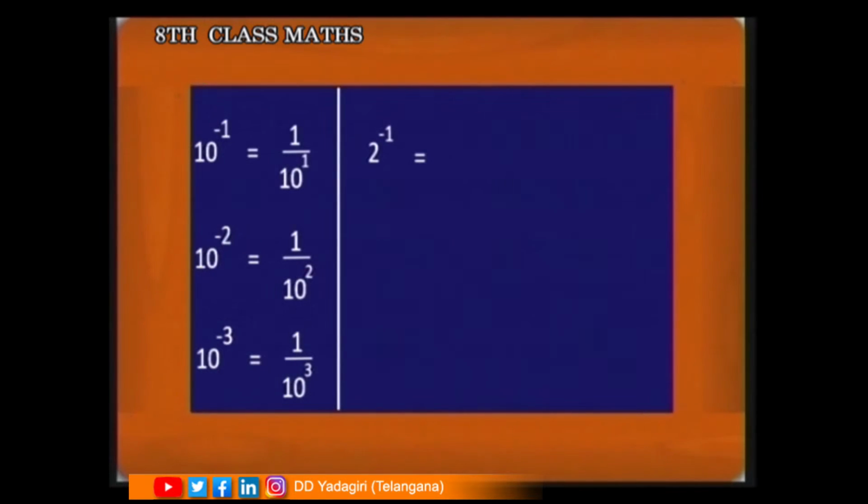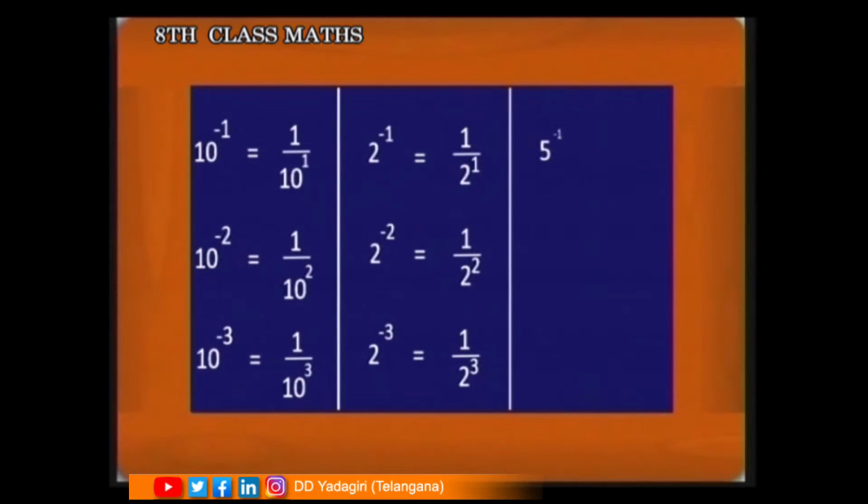Now, you see 2 to the power of minus 1 means 1 by 2, 2 to the power of minus 2 means 1 by 2 square, 2 to the power of minus 3, can you guess what is the answer? 1 by 2 to the power of 3. Now, you observe, if you take 5 to the power of minus 1, what can be the answer? 1 by 5. If it is 5 to the power of minus 2, it is 1 by 5 square. If you take 5 to the power of minus 3, what is the answer? 1 by 5 to the power of 3.